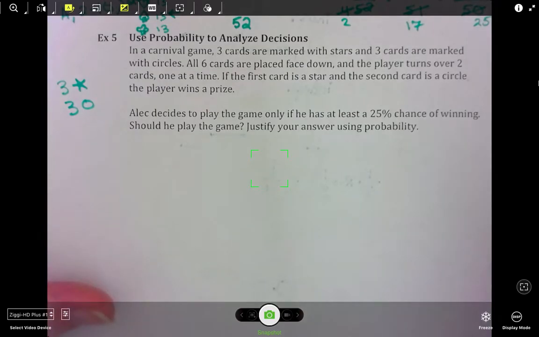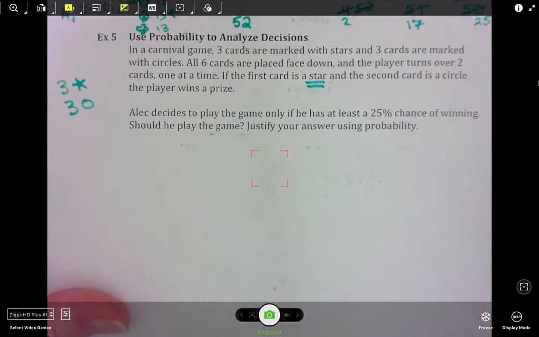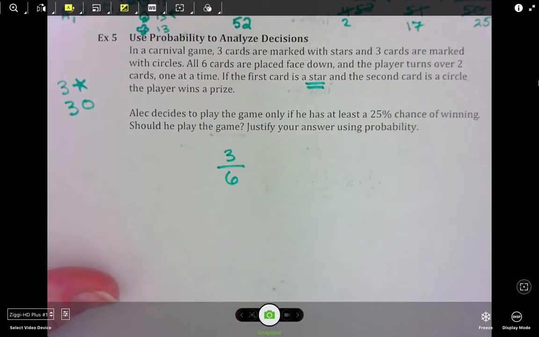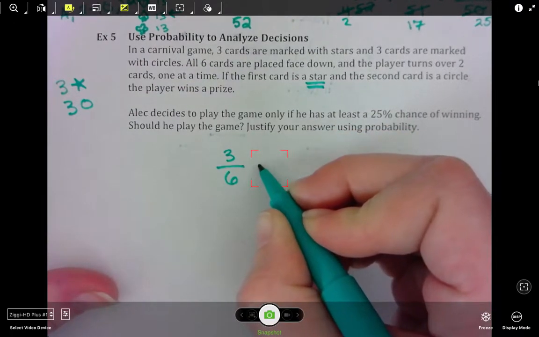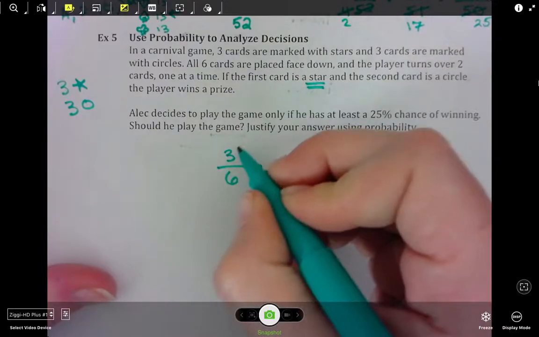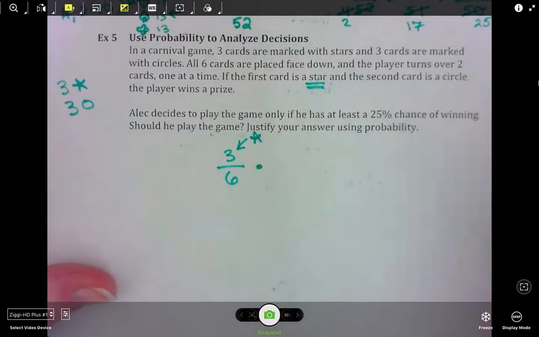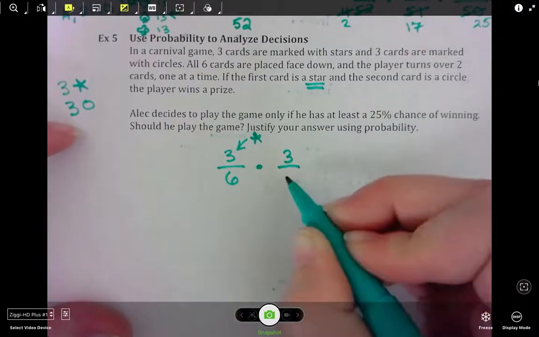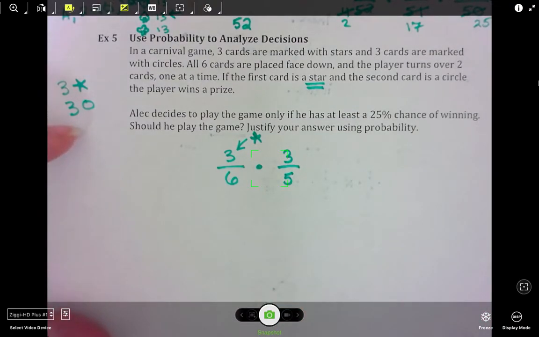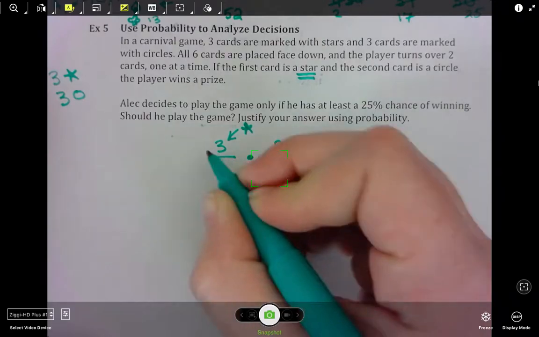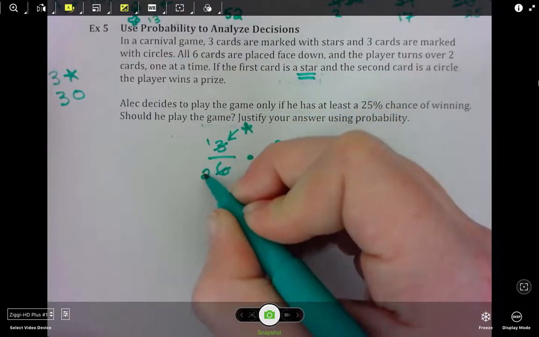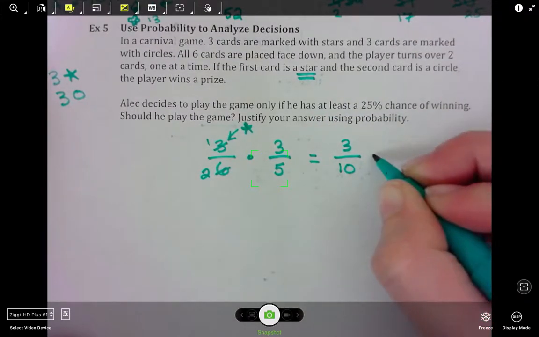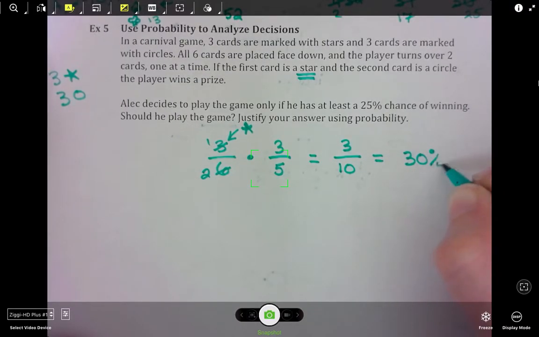Okay, so the first card has to be a star. So how many stars are there? There are 3 out of 6. The second card has to be a circle. If it's a circle, I win, but I am not replacing these. So I'm assuming that this one was indeed a star card, okay? So how many circle cards are there still left? There's still 3, but I have only 5 cards left, all right? So what I'm going to do is reduce those if I can. 3 over 6 is 1/2, and 1 times 3 is 3, and 2 times 5 is 10, and 3 out of 10 is a 30% chance of winning.